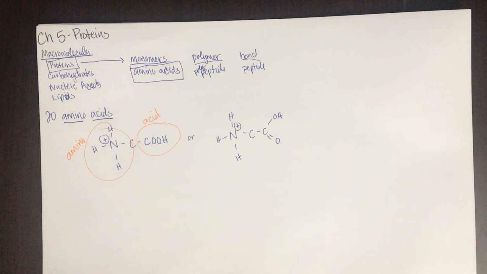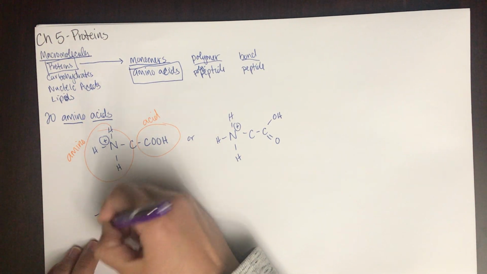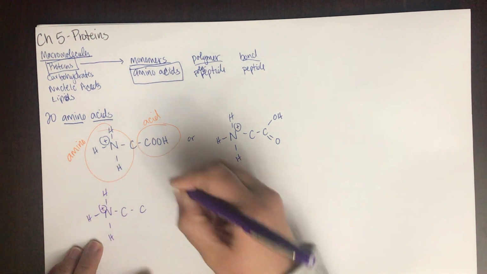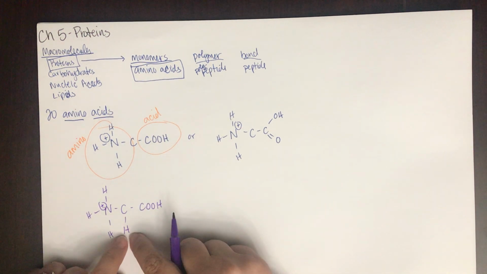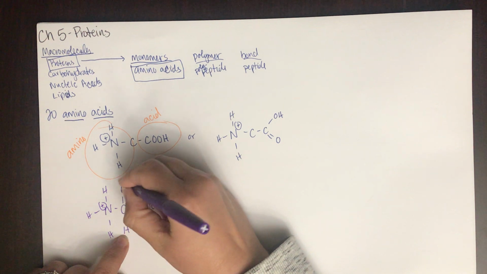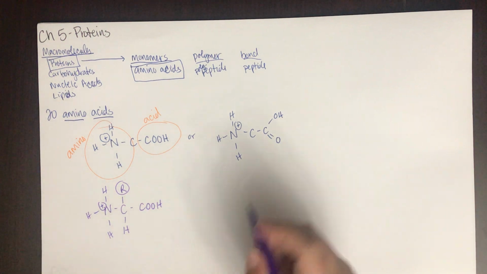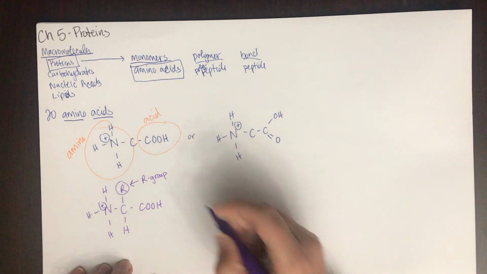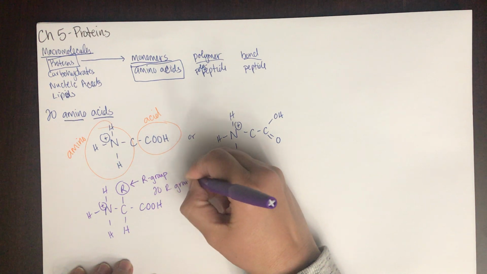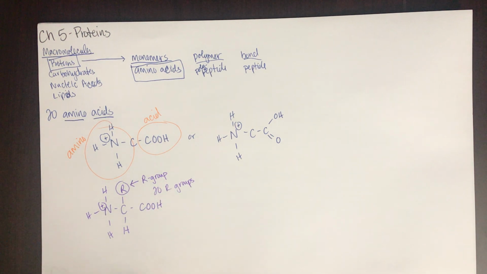Something else that's important about an amino acid, I'm just going to draw it again down here, is this carbon right here. This carbon always has a hydrogen on it, and then it has something else bonded to it. So this is the generic skeleton structure of all 20 amino acids. What makes every amino acid different is what we call an R group. There are 20 R groups for the 20 amino acids. So all 20 amino acids look like this. They just have a different R group there.